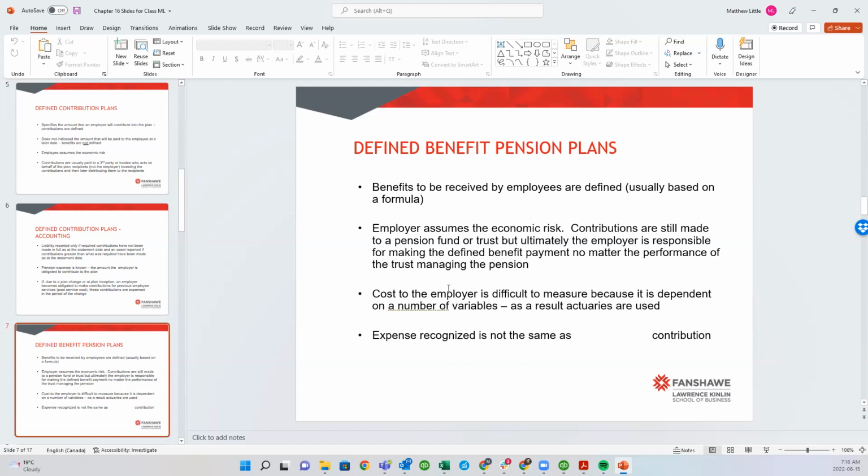And defined benefit pension plans will require an actuary. Actuaries will look at those different variables and assumptions and determine a best estimate or range of potential obligations. And any expense recognized in a defined benefit pension plan is not necessarily the same as the contribution. So every year, an employer will send a certain amount of funds into the plan that doesn't necessarily match your expense. There are other calculation components.